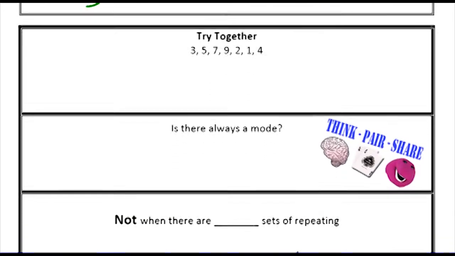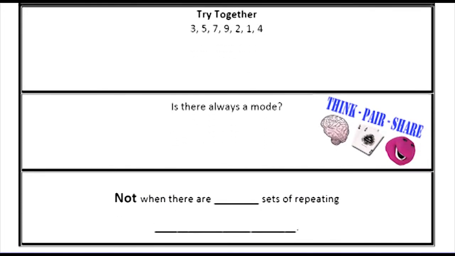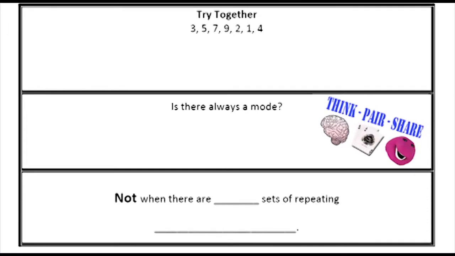We're looking at a couple of special cases just to see them before they pop up and throw you off. Are there any values that repeat here? 3 doesn't repeat. 5 doesn't repeat. 7 doesn't repeat. 9 doesn't repeat. 2 doesn't repeat. 1 doesn't repeat. 4 doesn't repeat. None of them repeat. If it doesn't repeat, think, can there be a mode? Write down an answer. We're going to discuss this during a think, pair, share tomorrow in class.